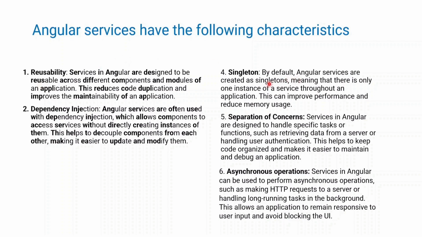Singleton: by default, Angular services are created as singletons, meaning that there is only one instance of the service throughout the application, and this helps in improving the performance and reducing the memory usage. Separation of concerns: services in Angular are designed to handle specific tasks. This is what we started our tutorial with, that services serve a specific task. Anything which has a specific purpose, in our case the purpose was to get weather details and show them, those sets of tasks you can accomplish with services, like getting data from a server or handling user authentication. This helps to keep the code organized and makes it easy to maintain and debug the application.